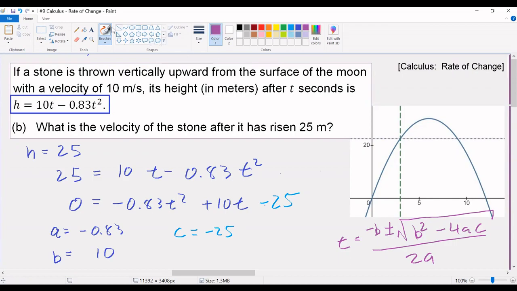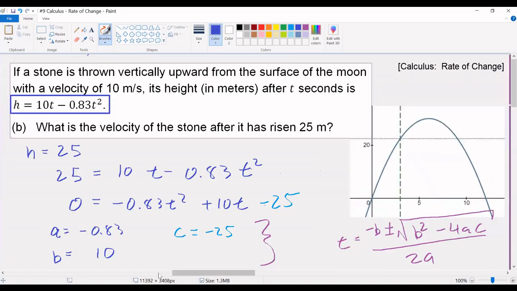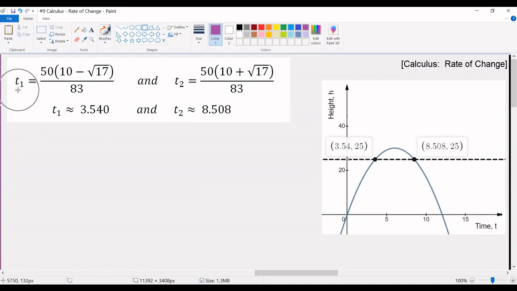So we take this information and substitute it into our quadratic formula in order to get our possible time values. After substituting into the quadratic formula and simplifying, we have two possible t values: t sub 1 is equal to 50 times the quantity 10 minus the square root of 17, all over 83, and t sub 2 is equal to 50 times the quantity 10 plus the square root of 17, all over 83. Again, we take our a, b, and c values from our quadratic equation and substitute into the quadratic formula, minus b plus or minus the square root of b squared minus 4ac all over 2a. Then we simplify, and this is how we get t sub 1 and t sub 2.